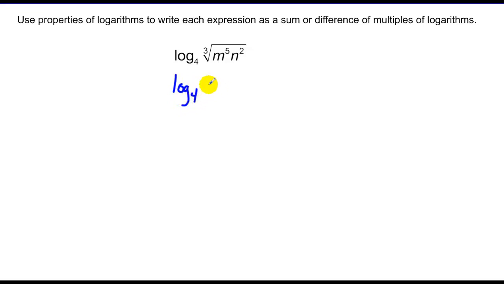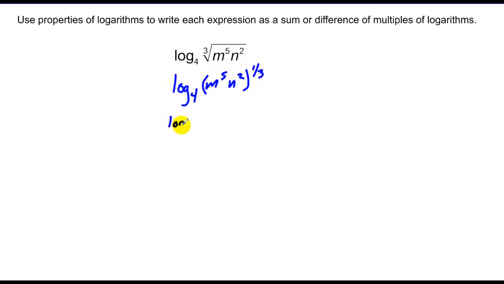So I have the log base 4 of m to the 5th n squared, and all that is to the 1/3 power. Now I have a choice. I can multiply this in, or I can bring it out in front since it's an overriding power right off the bat. And it really doesn't matter. I'll just go power of a power right now.